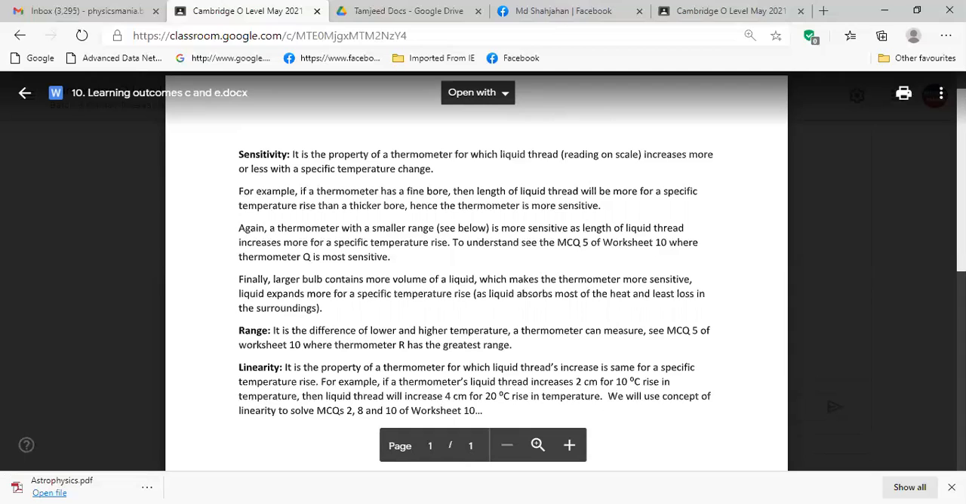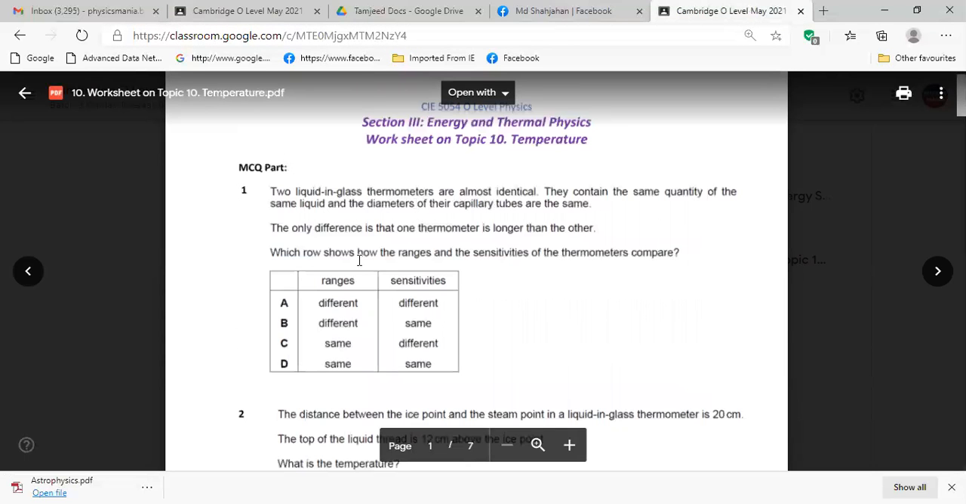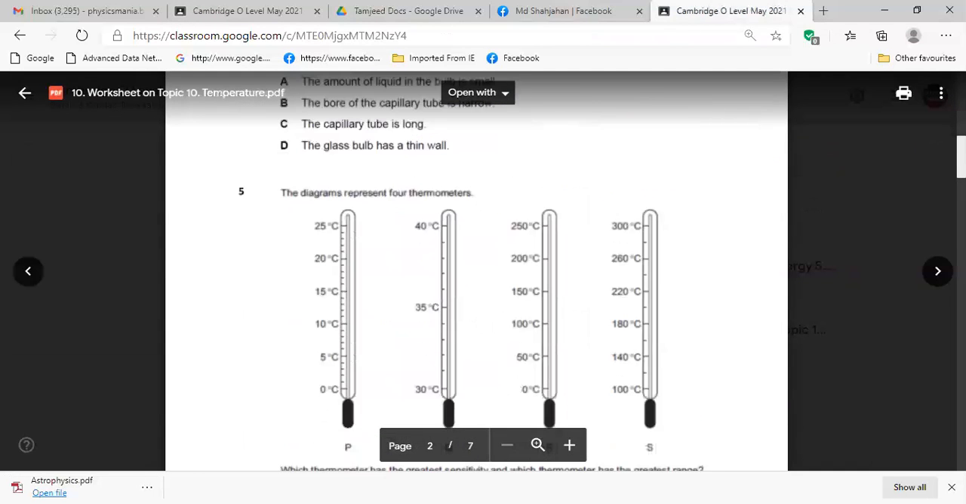Sure. Do you want me to explain it with an example? Yes, sir. Good, you can understand the question. Okay, I am explaining it. MCQ 5, we are talking about this one.